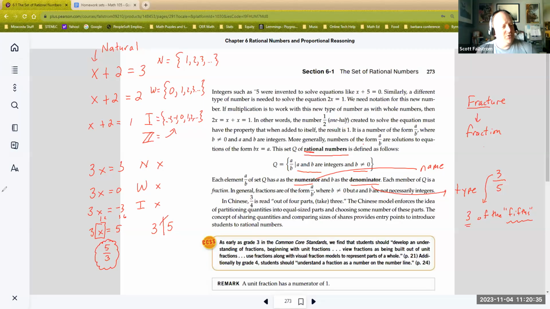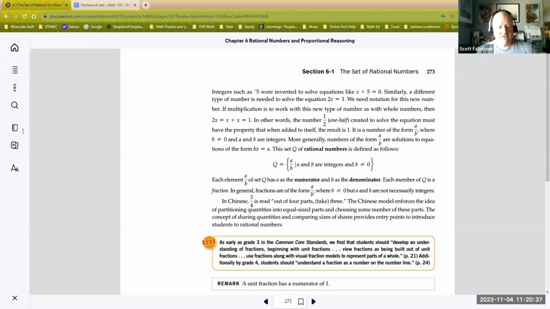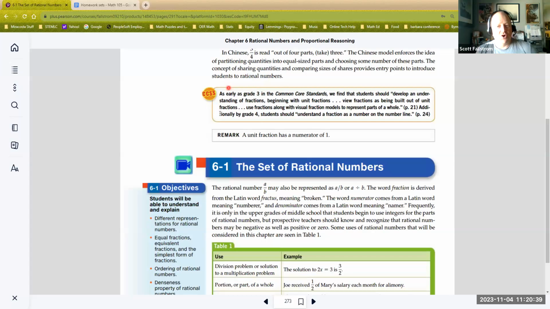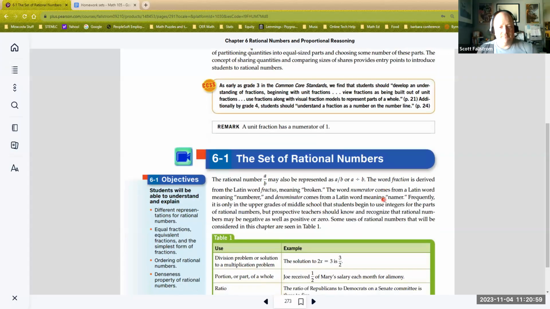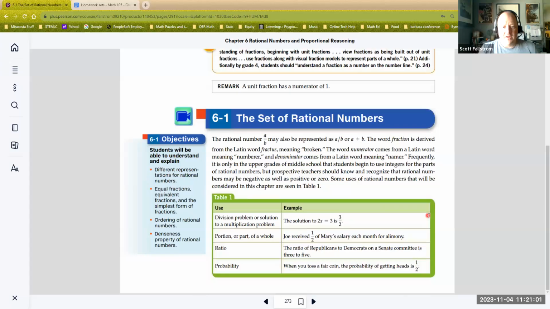Fractions are probably the first time a student sees fractions, and we get them as early as grade 3. So that's interesting. You'll probably see some fractions being developed prior to getting integers. So that means when you're doing fractions, you probably will not have the ability to go into negatives. So just be aware of that. All right, so a over b.